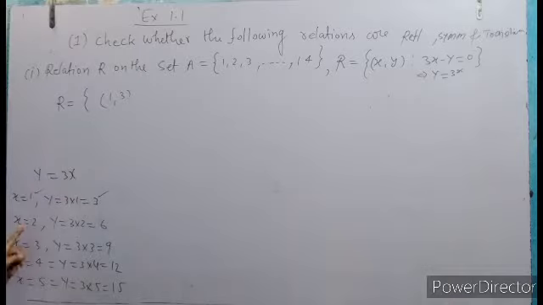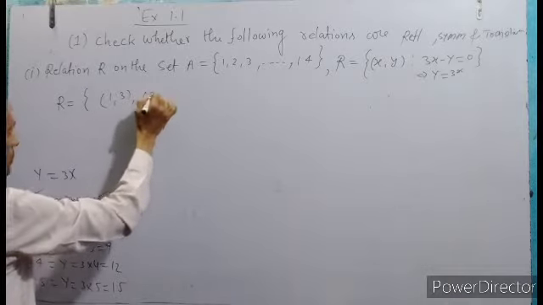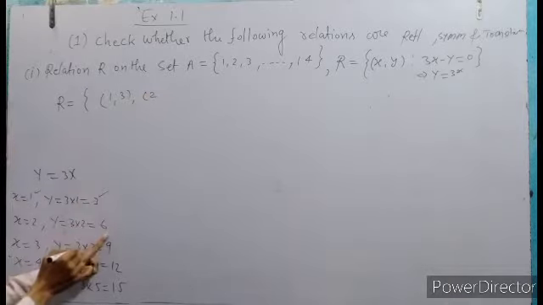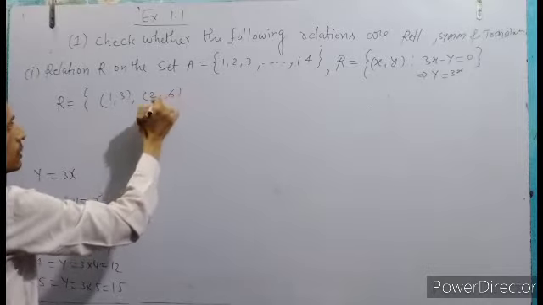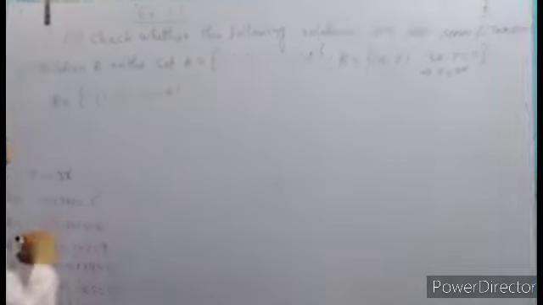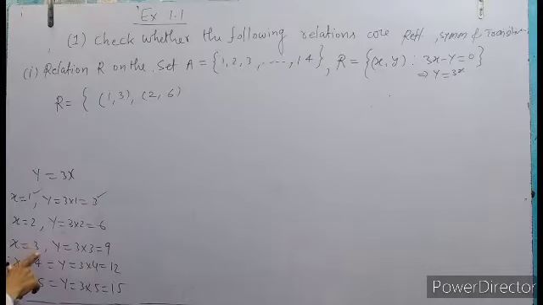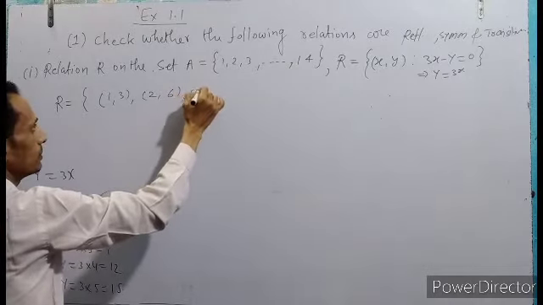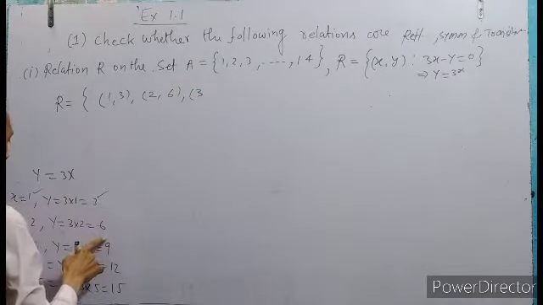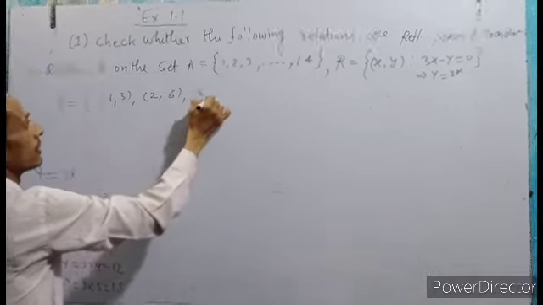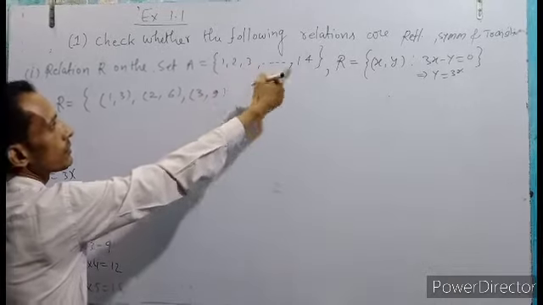Now x equal to 2, then what will y be? y is equal to 6. 2 and 6 both lie in the set A. If we take x equal to 3, what will y be? y equal to 9. 9 is also contained, you can see 1, 2, 3, 4 up to 14.